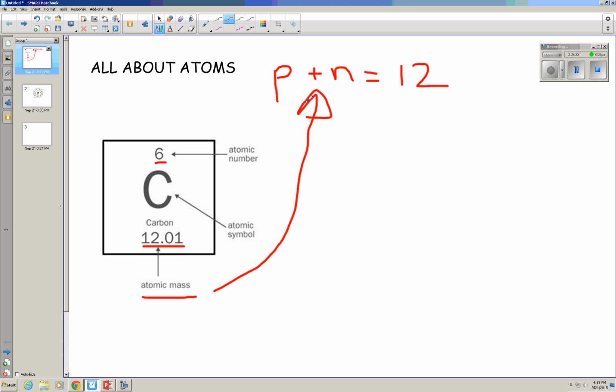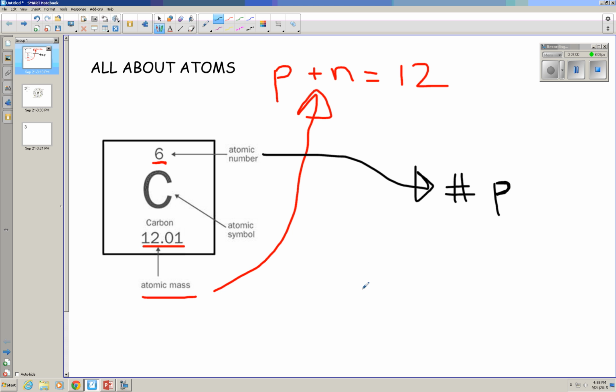Okay, so the mass comes from adding up all the protons and neutrons. Fine. What's this thing, atomic number? Atomic number means this. I'm going to change color. Atomic number tells you this, the number of protons. Atomic number only tells you the number of protons. So I can automatically look at carbon and say, oh, carbon has 6 protons, carbon has a mass of 12.